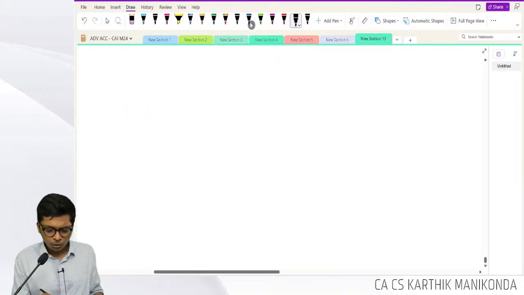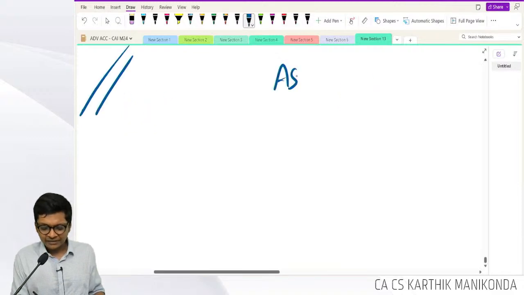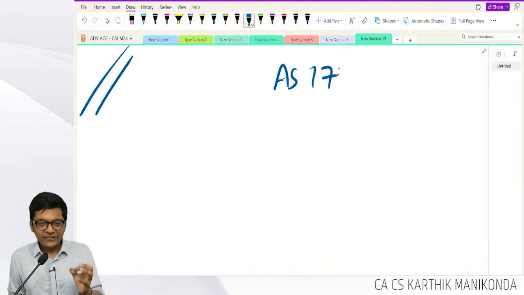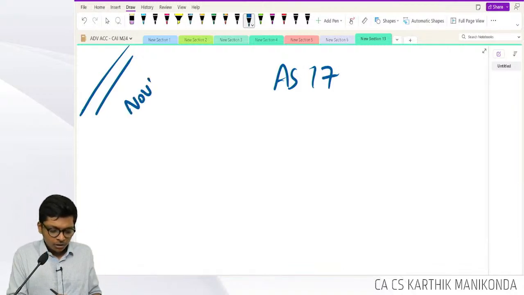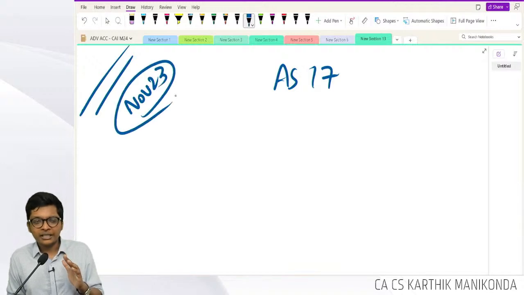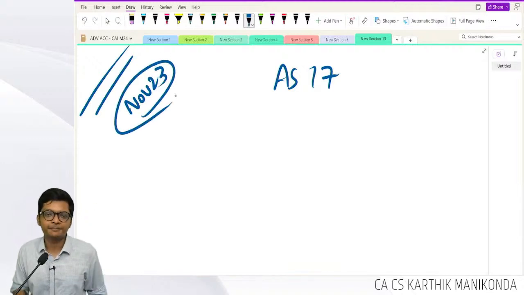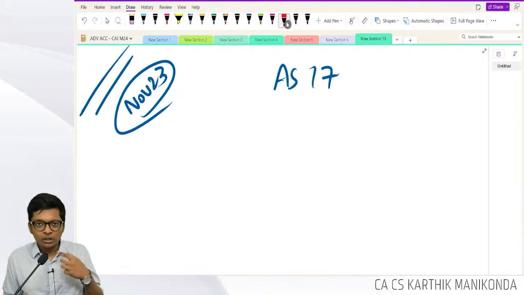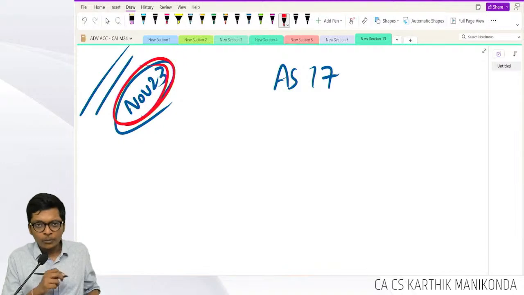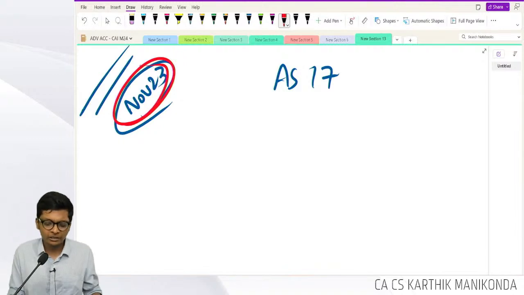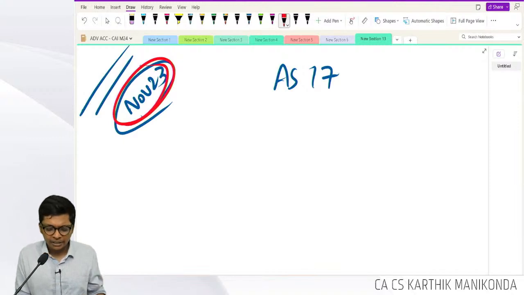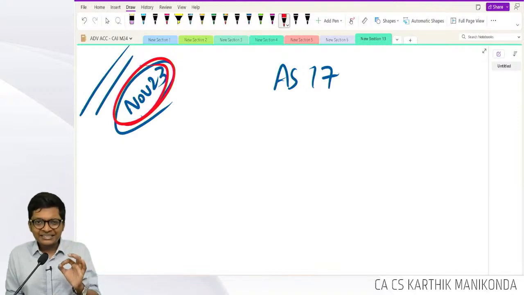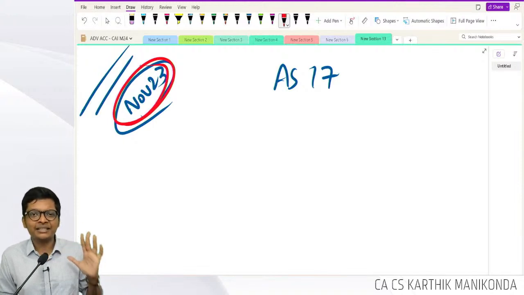Okay. Now, next one, AS 17, the examiner's favorite pet standard. Leave November 23. In the past 5 attempts, at least 4 times it came, guys. That means I can't say it won't come next time. It can come even in November 23. Last time, old syllabus. Purely exam oriented, and that too the examiner is asking only one question in this standard, and that is the exact thing I'm going to focus on.